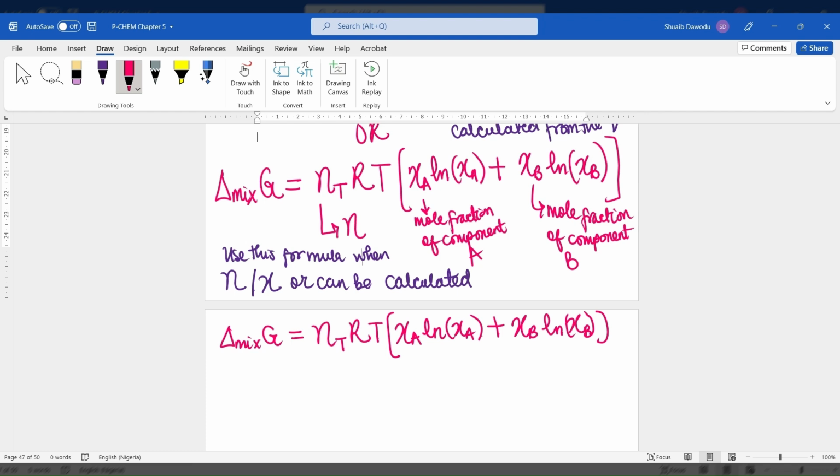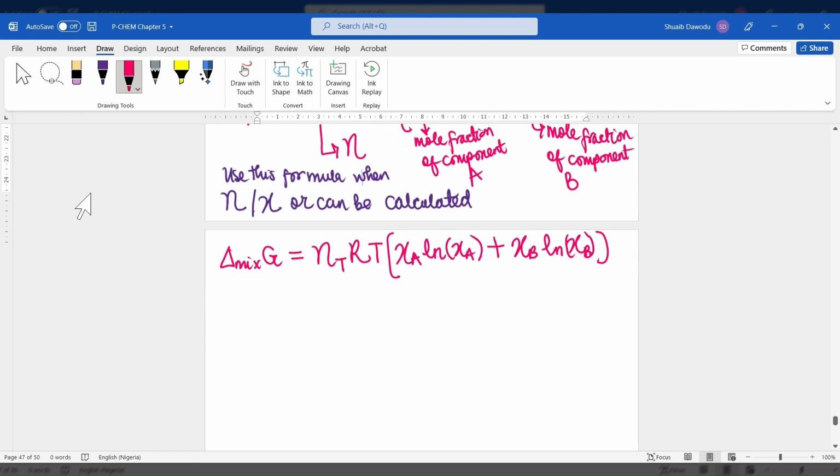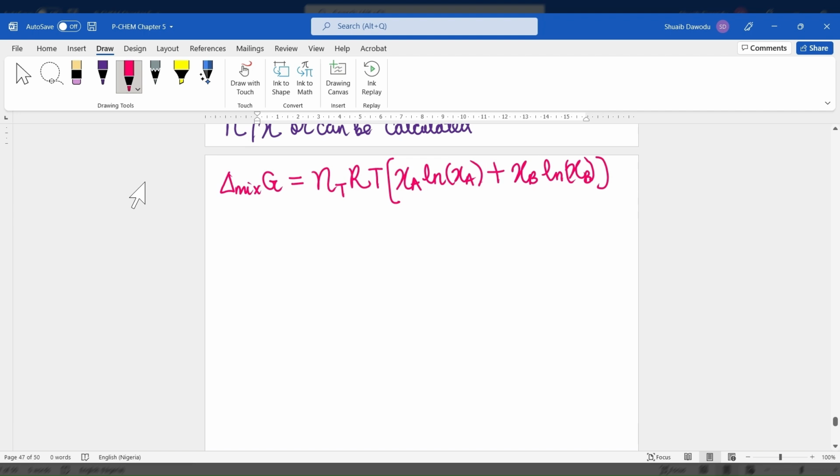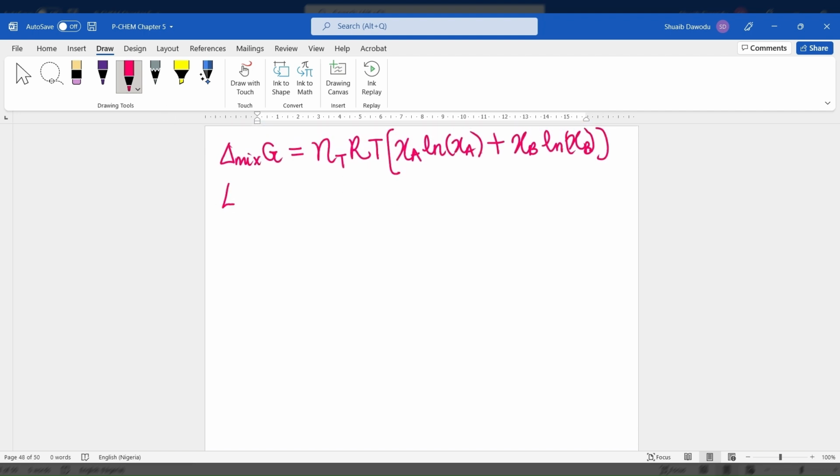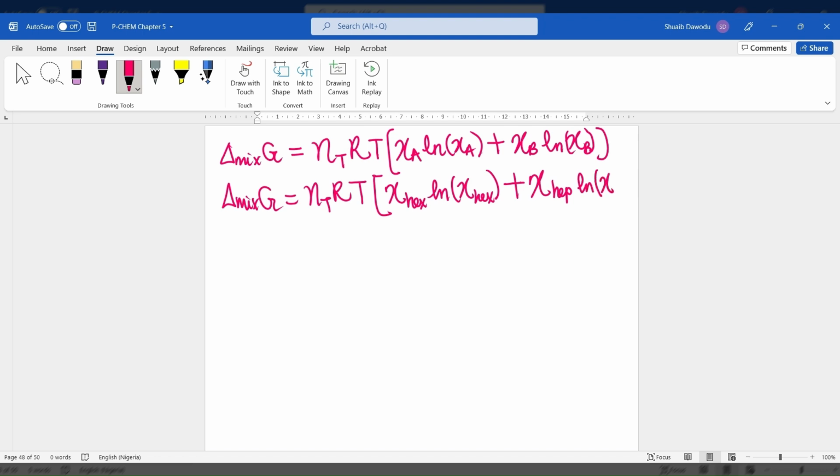Now, the question told us that we're going to be working with hexane as well as heptane. So I'm going to update this formula in the form of our actual question. Change in Gibbs energy of mixing is N sub T, the total number of moles, multiplied by R multiplied by T, X sub hex, for hexane, multiplied by ln X sub hex, plus X sub B, in this case B is heptane, so X sub hep, ln X sub hep as well. So yeah, this is basically what's going on.